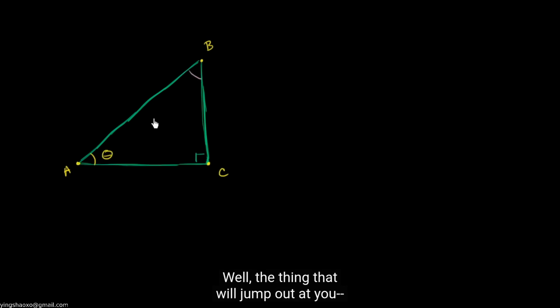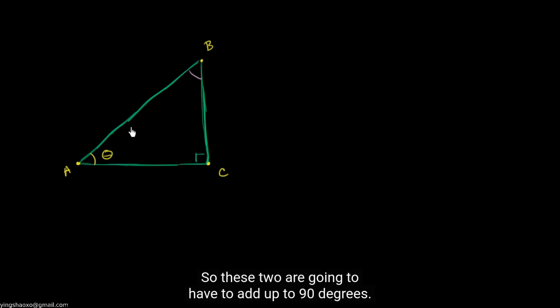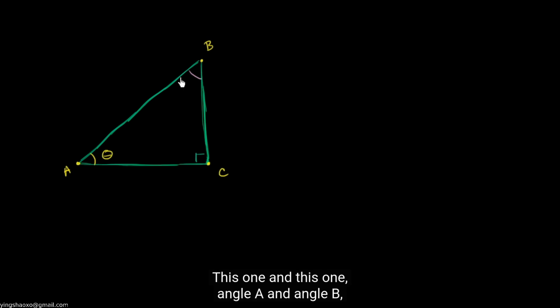Well, the thing that will jump out at you, and we've looked at this in other problems, is that the sum of the angles of a triangle is going to be 180 degrees, and this one right over here is a right triangle. So this right angle takes up 90 of those 180 degrees, so you have 90 degrees left. So these two, angle A and angle B, are going to have to add up to 90 degrees. They're going to be complements of each other. They're going to be complementary.